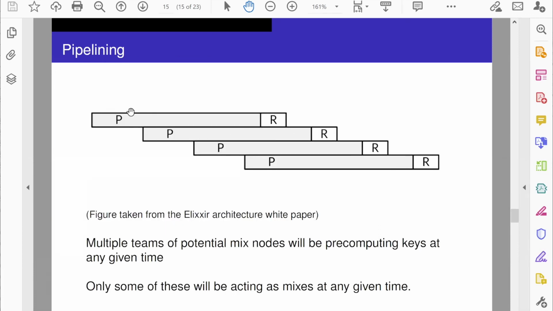And in fact, in order to be able to do that properly, you need some kind of pipelining. You need lots of groups of nodes, which they call teams in this architecture, which are carrying out the pre-computation, while a small subset of them are actually acting as mixes. So it's just a matter of amortizing the computation in such a way that you don't have to do it in real time.